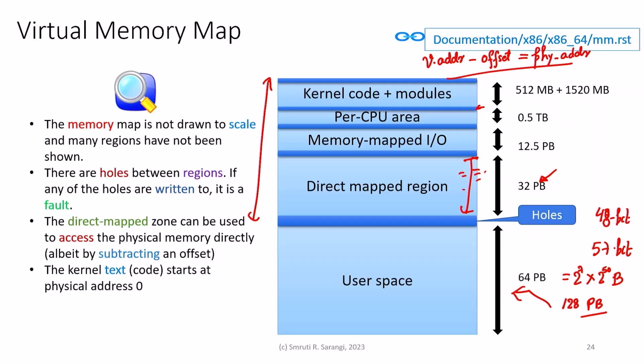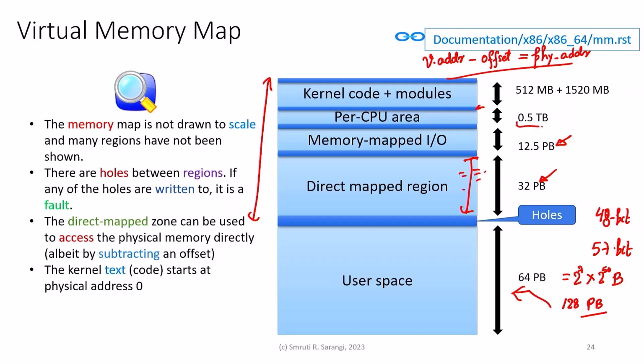And anything starting from any system-wide table to page tables, where you do not want to use virtual memory, you don't want the risk of page faults, you want to pin those pages in memory and access them directly, use this region. For memory mapped I/O, 12.5 petabytes are given because you may have large device address spaces.